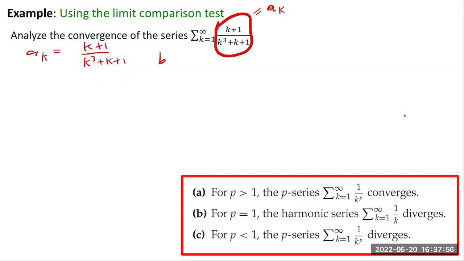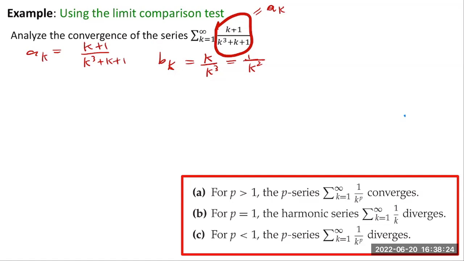So my BK is going to be equal to the dominating term in the top, which is K. That's the highest degree term. Dominating term means the highest degree term. The highest degree term in the bottom is K cubed, so in the denominator I'm going to have K cubed. If you simplify this, you get 1 over K squared. This is the procedure that we follow to find another sequence BK.